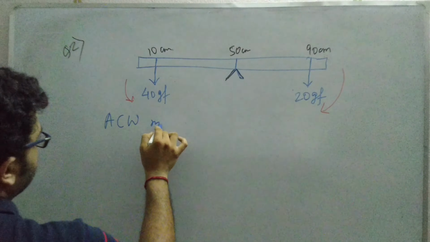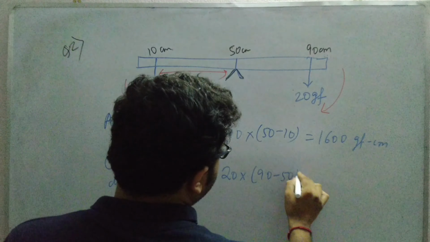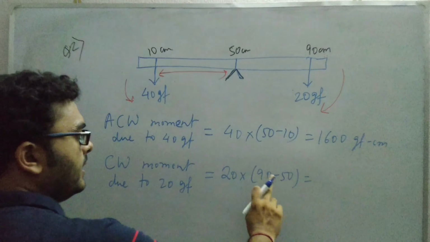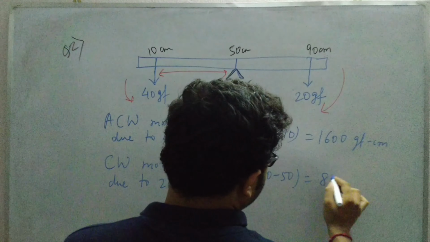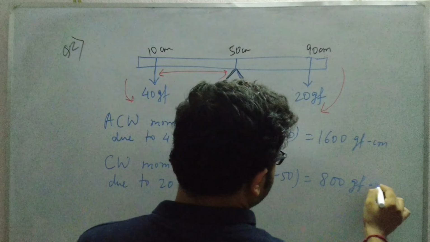What will be the calculation? 20 into 90 minus 50. So it turns out to be 20 into 40. 20 into 40, so it's 4 times 8 and 2 zeros, so 800 GF centimeter. So you can see that the anti-clockwise moment is greater than the clockwise moment.